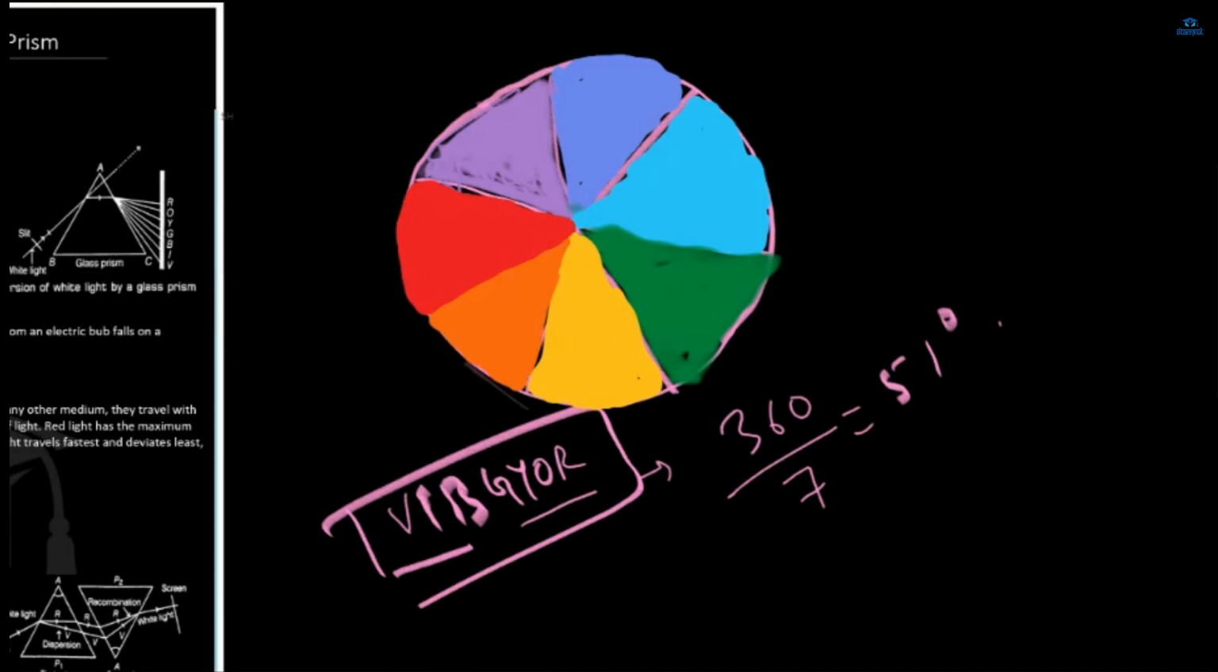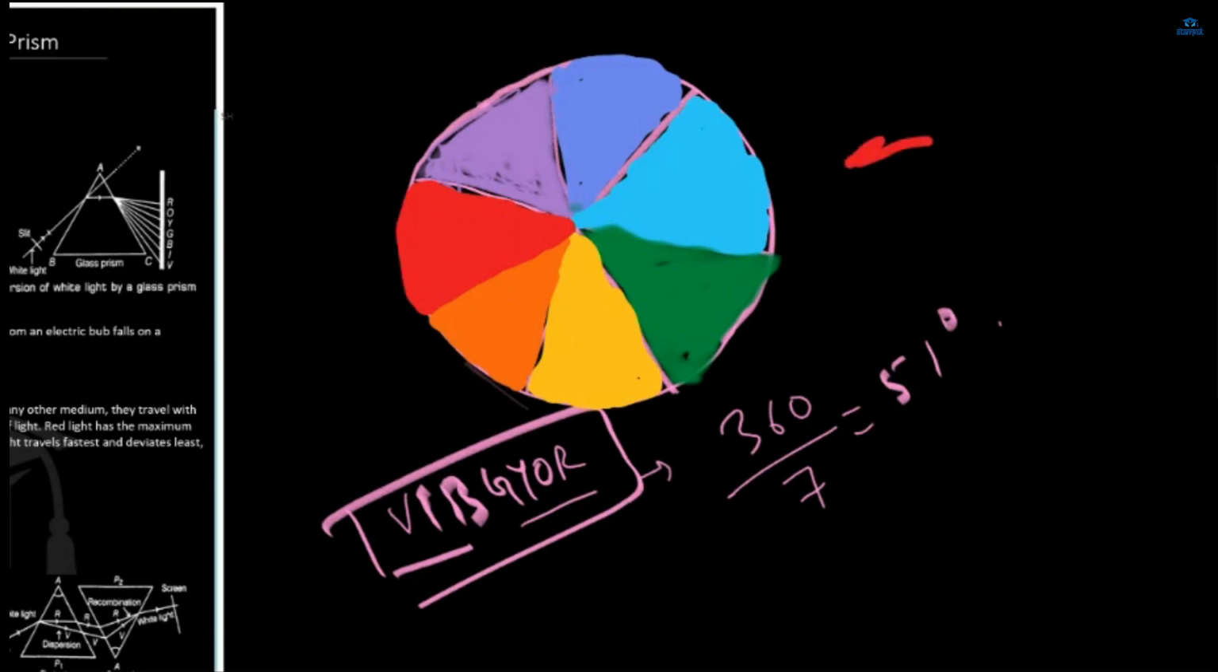Okay, so if we take these colors and spin them very fast, what will happen now? You will see it like it's white color. If we spin it very fast, just like this we'll do. I don't know because I haven't done this experiment.